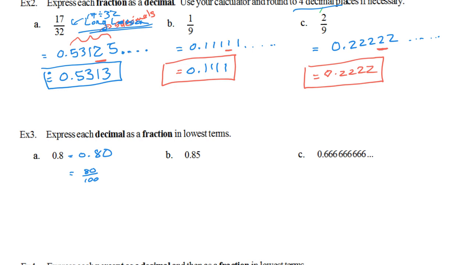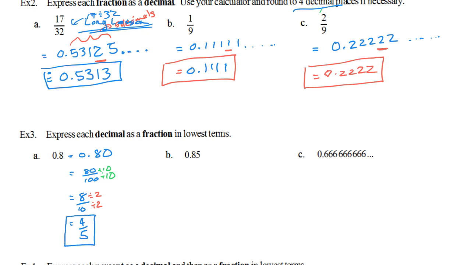Now, here's the best part. In order to make this lowest terms, what we have to do is look at the largest number that divides 80 and 100. Both of these can be divided by 10. 80 divided by 10 equals 8, and 100 divided by 10 is 10. And now take a look. We can divide 8 and 10 both by 2, and we end up with 4 over 5 as our final answer.